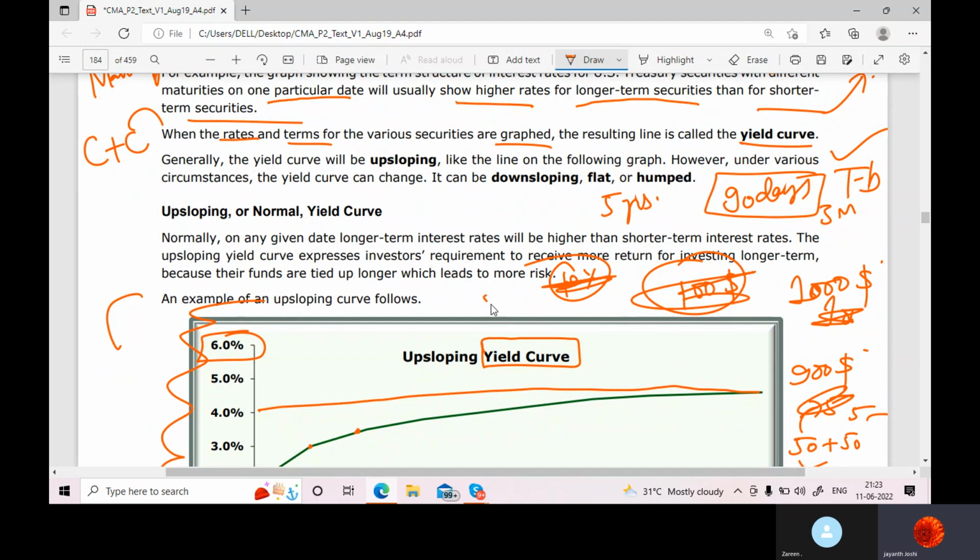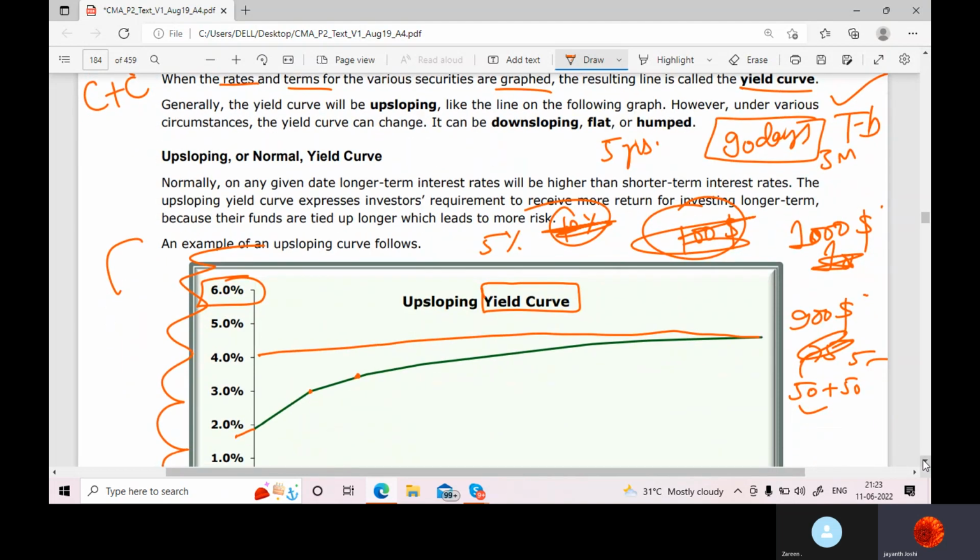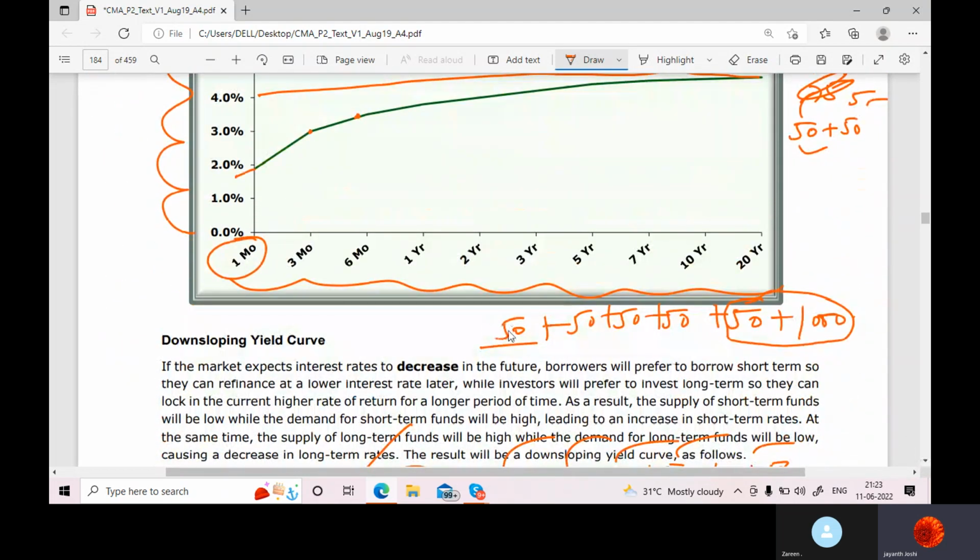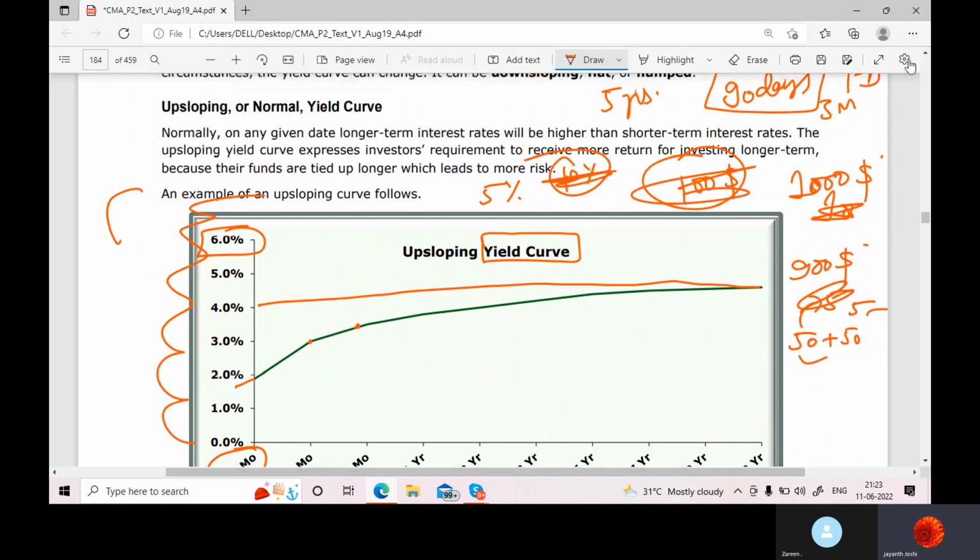No, I'm not taking 10%, I'm taking 5%. You would have corrected me. If I take 10%, it should be 100 here. Sorry, I'm taking 5%. Zarina, did you get it? What I'm saying?